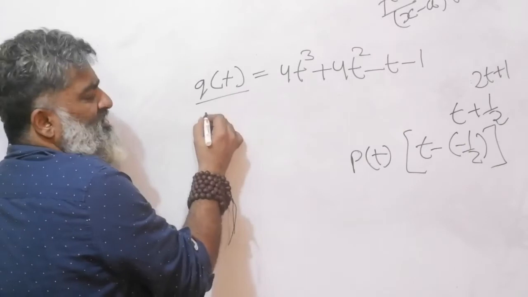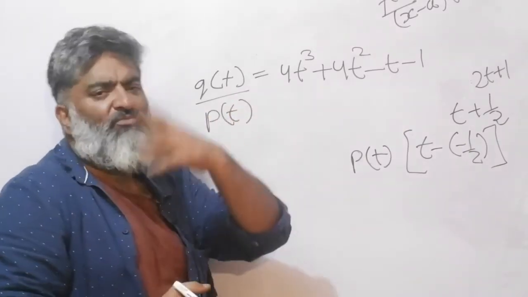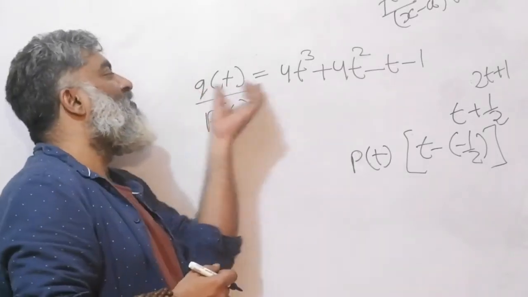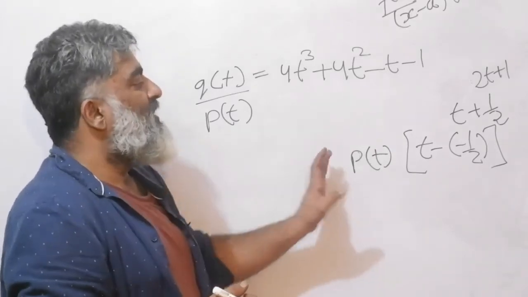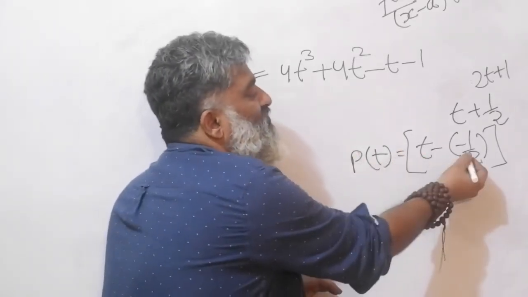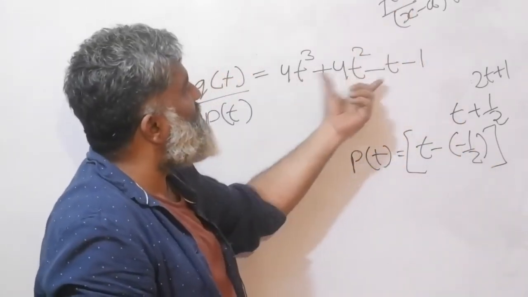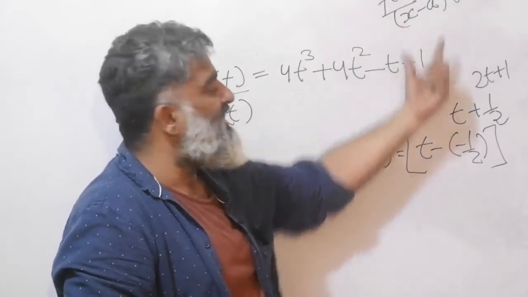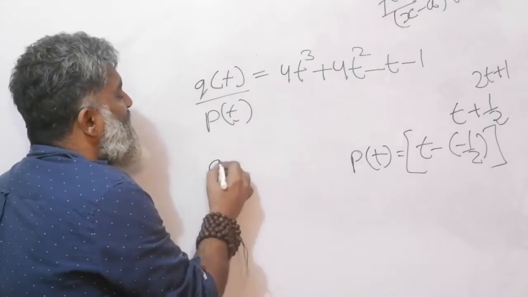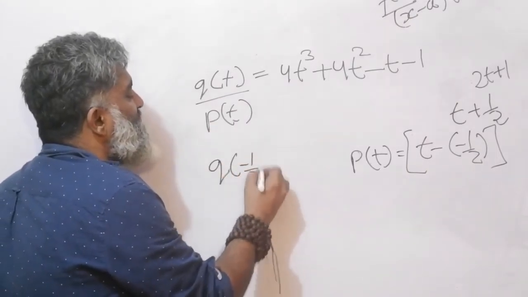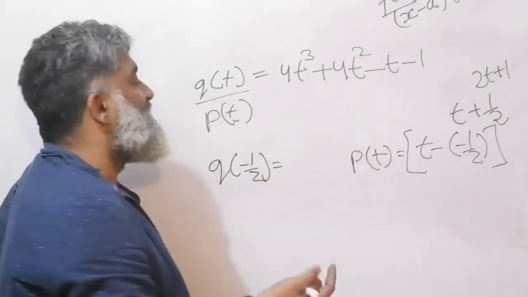So the question is just a complicated way of asking the same question as the previous example, but adding more layers of flowery language. Q of t divided by P of t, what is the remainder, etc. But P of t is nothing but t minus 1 by 2. And I see it's the same thing. There is a function, it is being divided by x minus a. I have simplified it, right? So that means all I have to do is find Q of minus 1 by 2. That means wherever I have t, instead of that t, I'll put a minus 1 by 2.